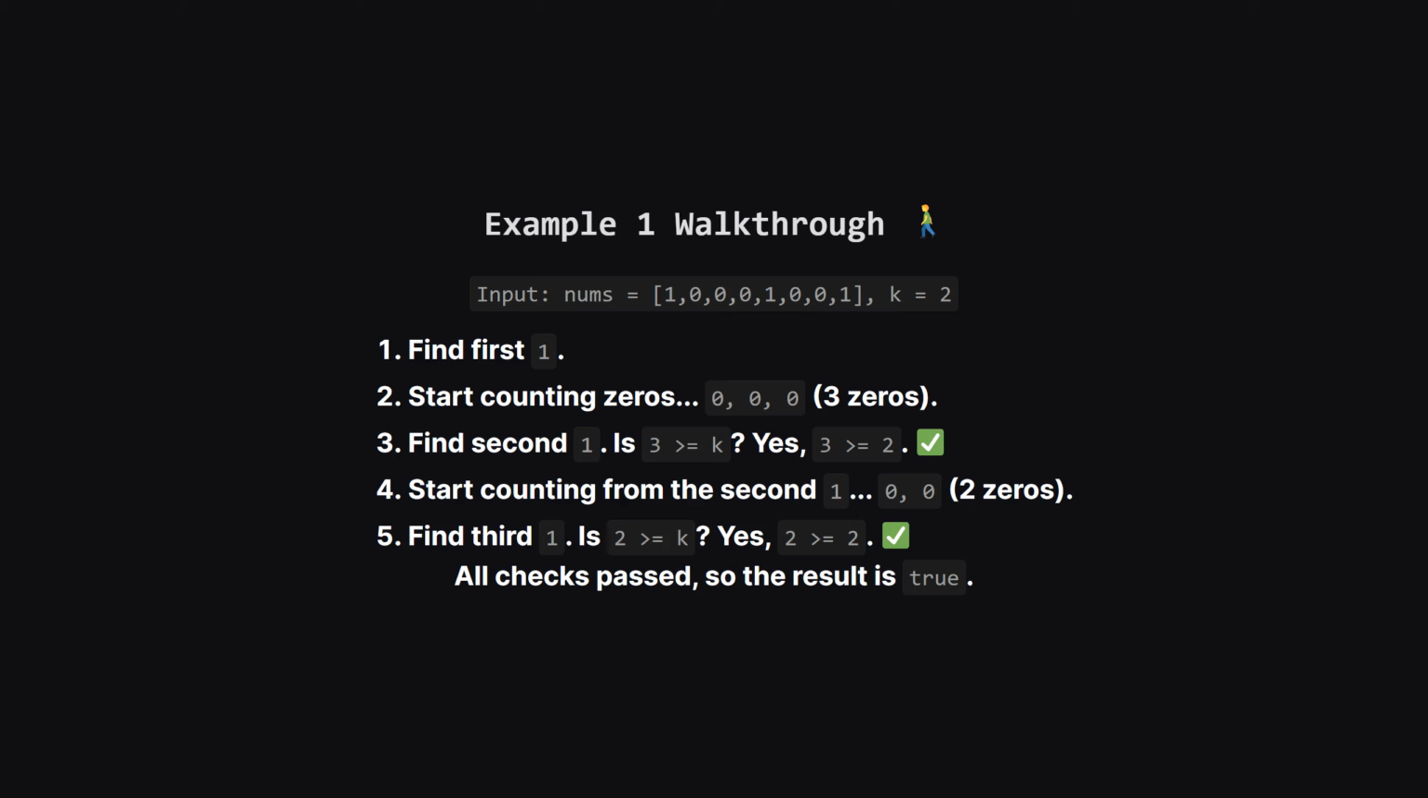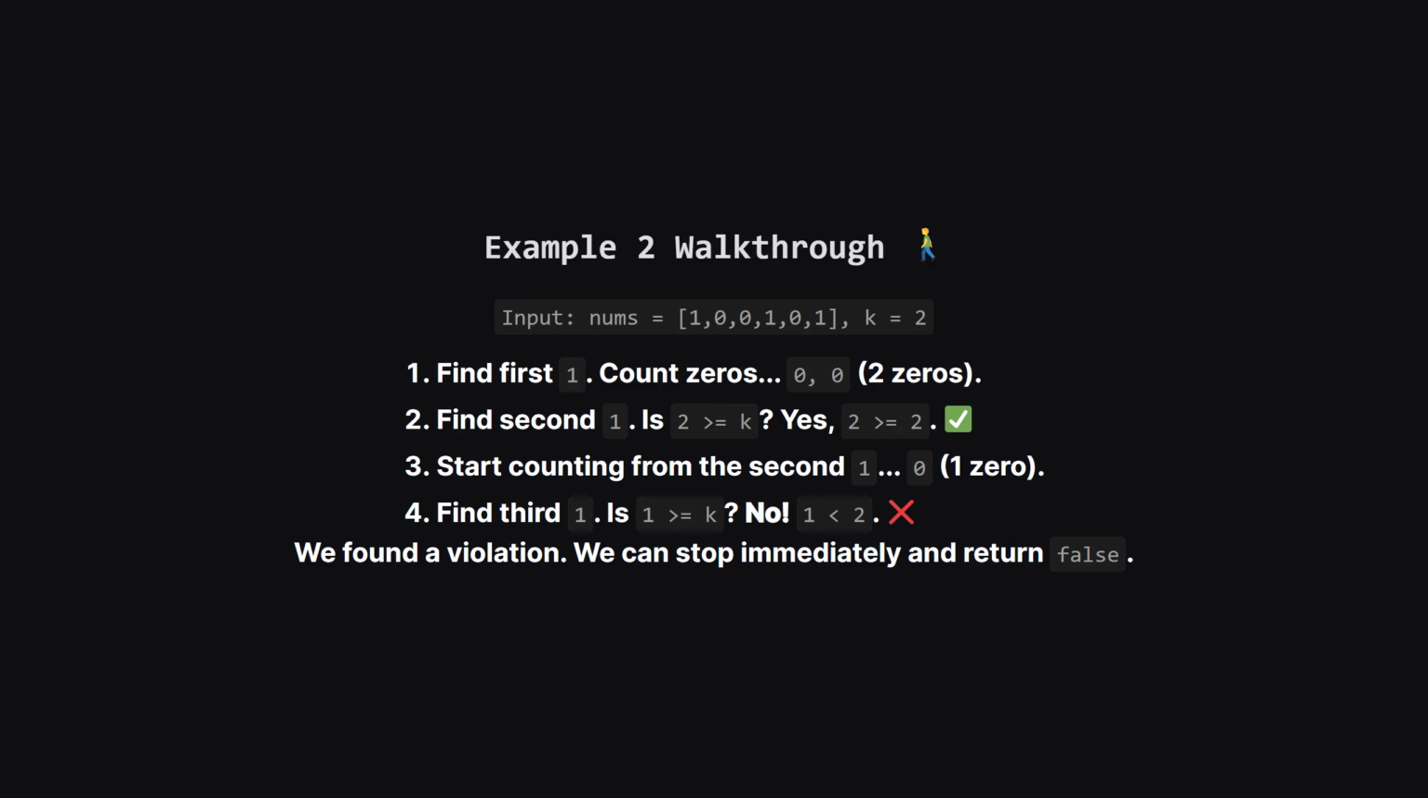Let's walk through the first example. We start scanning and find our first one. Now we just count the zeros until the next one. We find 3 zeros. Is 3 greater than or equal to our k of 2? Yup, so we continue. From that second one, we start counting again. We find 2 zeros. Is 2 greater than or equal to k? Yes, it is. We've reached the end of the list, and all the gaps were big enough, so we return true.